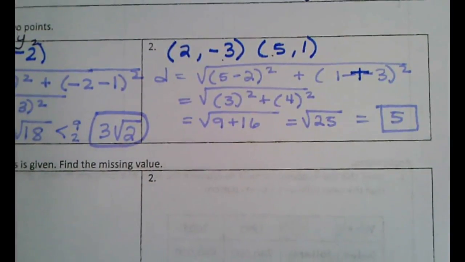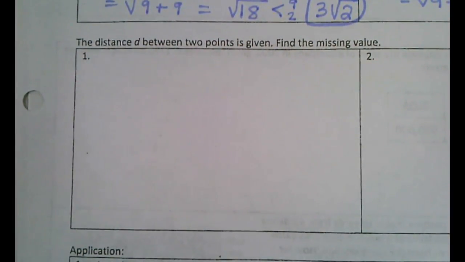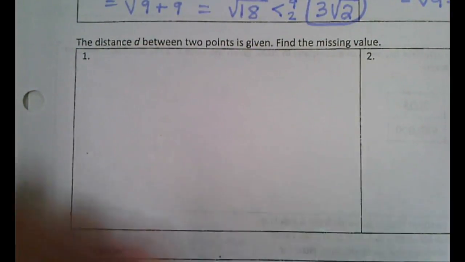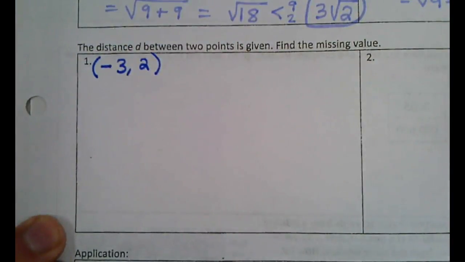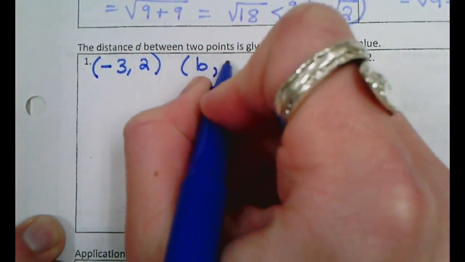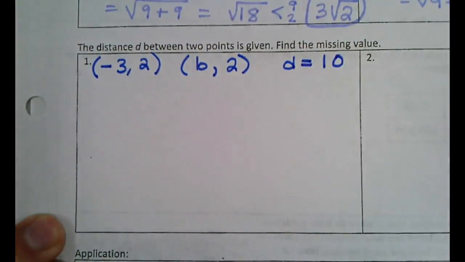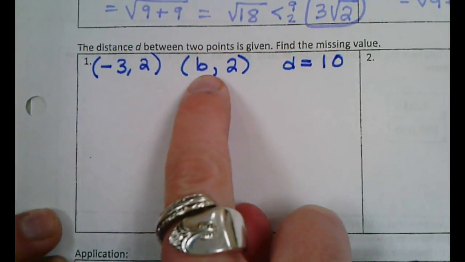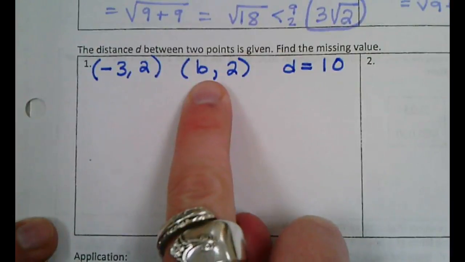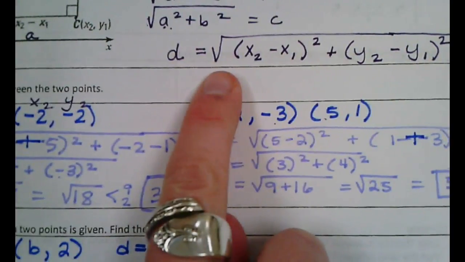All right, moving on to the next section. The distance D between 2 points is given. Find the missing value. So for this problem, I'm going to give you the ordered pairs -3, 2, and B, 2, given that the distance is equal to 10. So we know our answer, but we don't know one of the coordinate points, and we're going to find the missing value. So all I'm going to do is plug all the values in that I know into the distance formula.